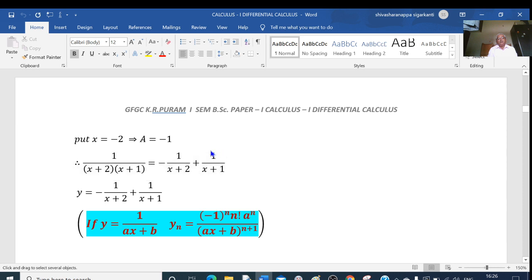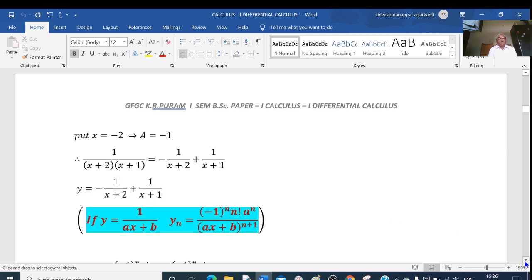This is also in the form of 1 by ax plus b. Okay. And we have, if y equal to 1 by ax plus b, then the nth derivative of this, that is yn equal to minus 1 to the power of n into n factorial a power of n divided by ax plus b to the power of n plus 1. So using this formula, we can find the nth derivative of this and the nth derivative of this.